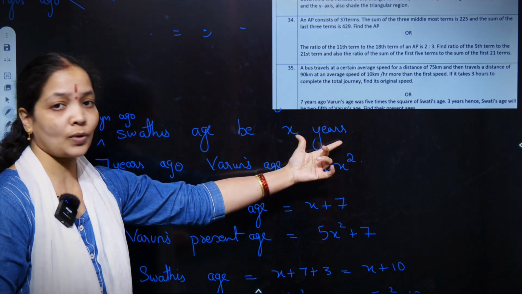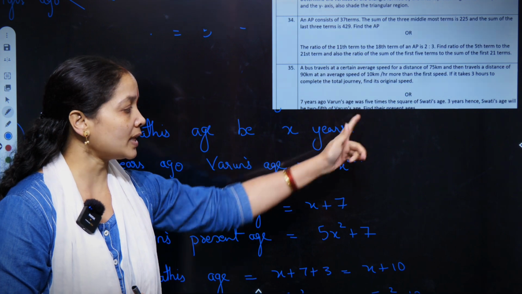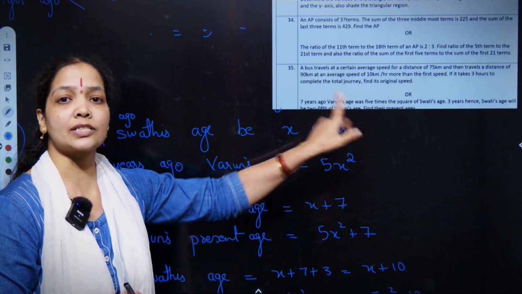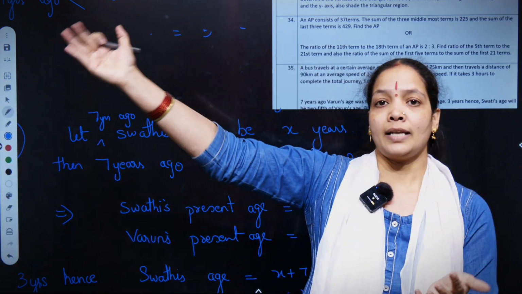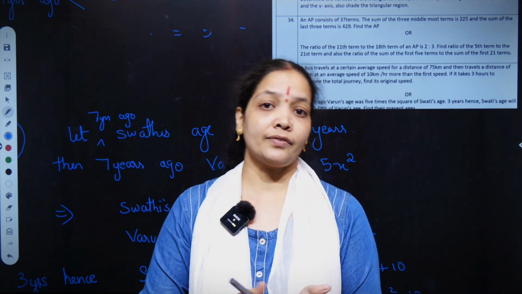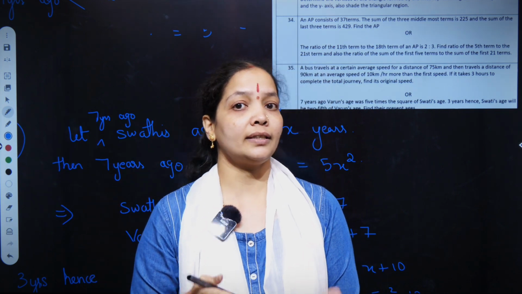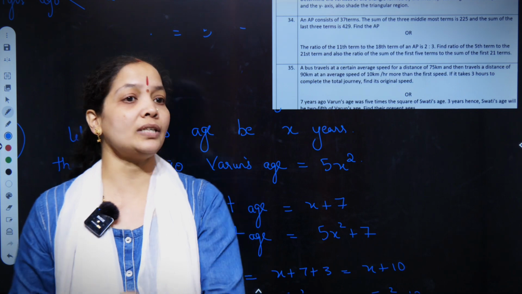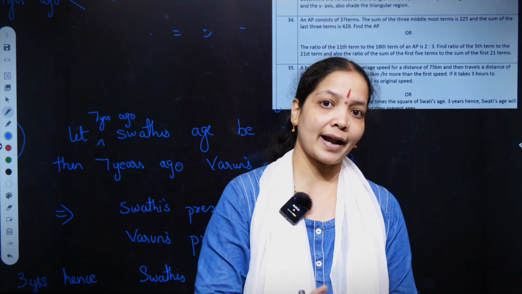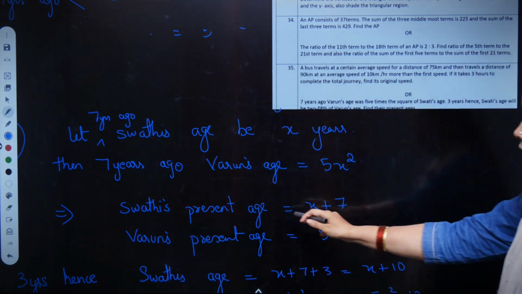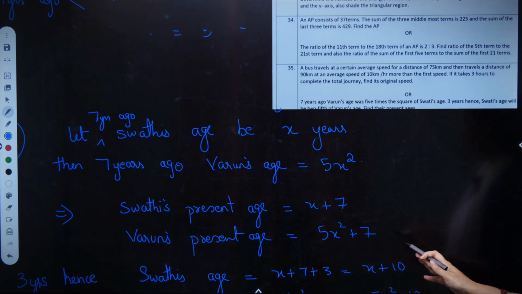Let Swati's age be x. So Varun will be 5 times the square of Swati's age, so 5 multiplied with x square. This is the scenario of 7 years ago. Now if my age is 35, 7 years ago it will be subtracted. But what am I doing? I am considering the age 7 years previous as x. So if I want to consider my present age, 7 is added to it. Therefore, the present age of Swati will be x plus 7. The present age of Varun will be 5x square plus 7.